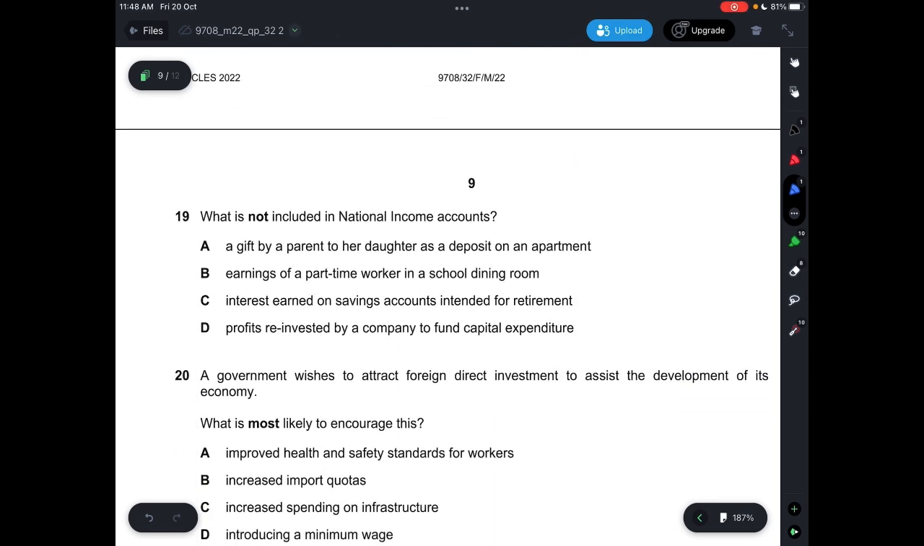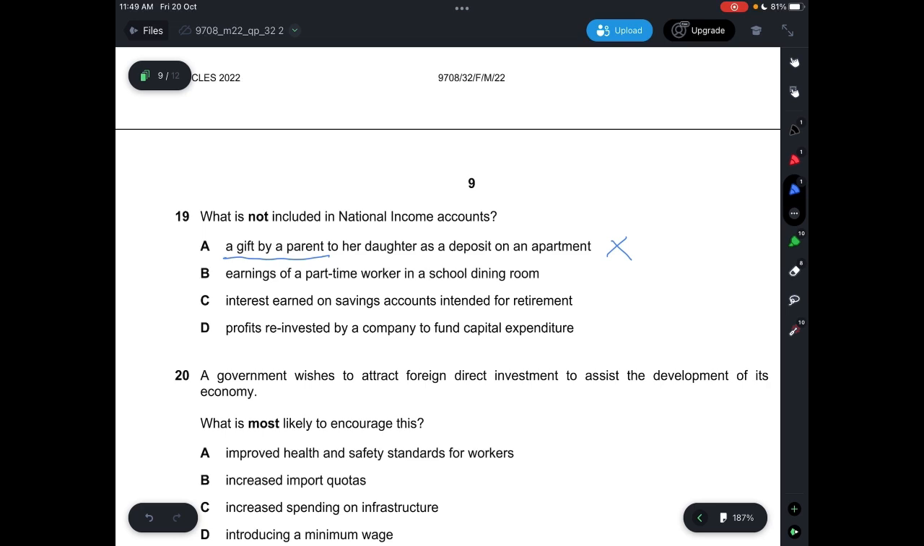Question 19, what is not included in national income accounts? Okay, national income, so basically what the country earns. A, it says a gift by a parent to her daughter as a deposit on an apartment. Incorrect. So you need to remember that a gift by a parent is basically a transfer payment. It's not calculated in the national income. So let's look at the other three options.